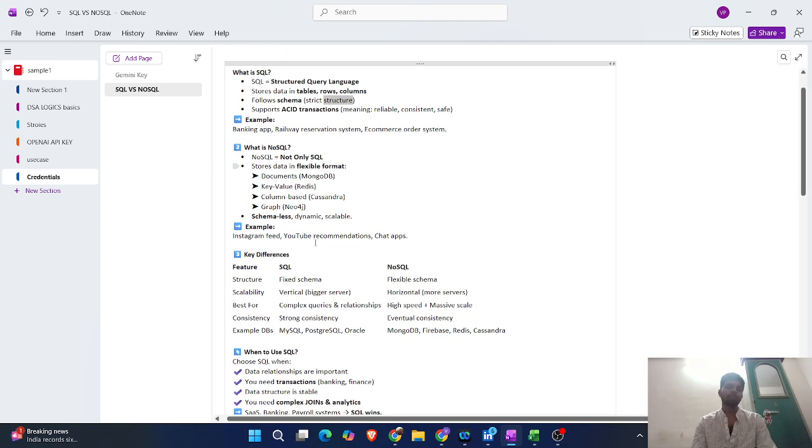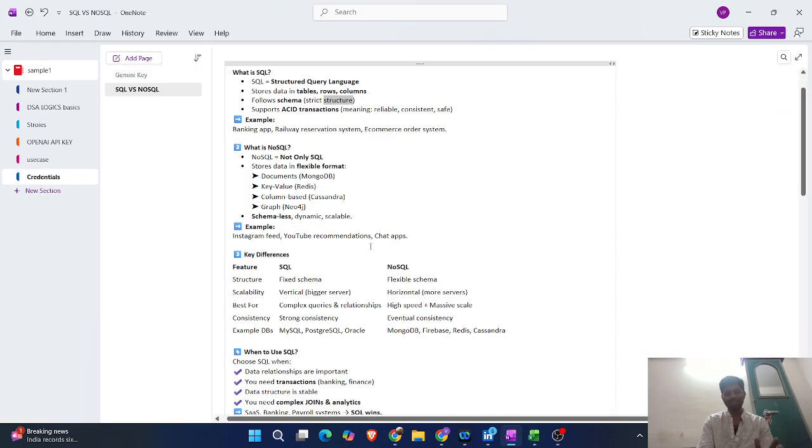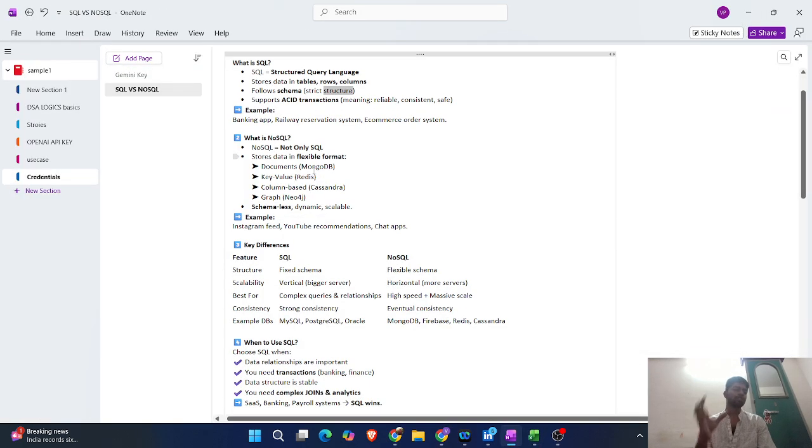NoSQL means not only SQL. It stores in a flexible format, as I mentioned earlier: in the first observation it can have five columns, in the second observation it can extend to 10 columns, and the third observation it can have only one column, right? That's the major logic. It also stores data as key-value, documents, column-based, and graphs.